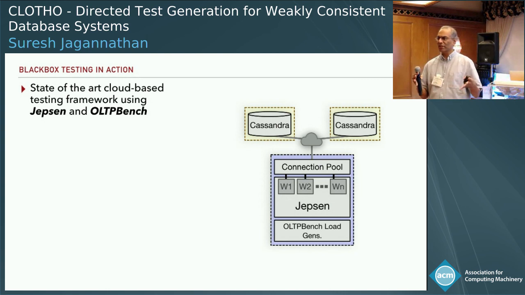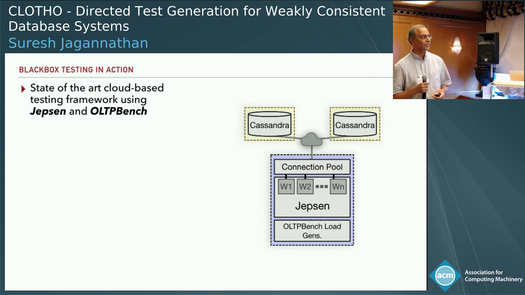So we're looking at Java-based database applications that run on top of a distributed data store called Cassandra. And we wanted to understand how effective black box testing techniques are in discovering invariant violations that occur because of a failure to support serializability.